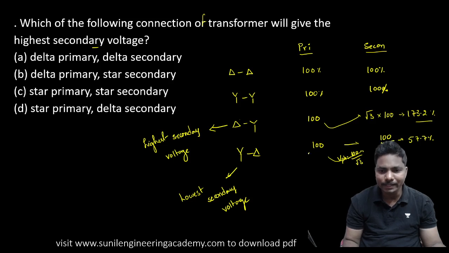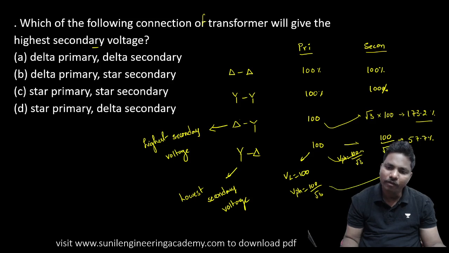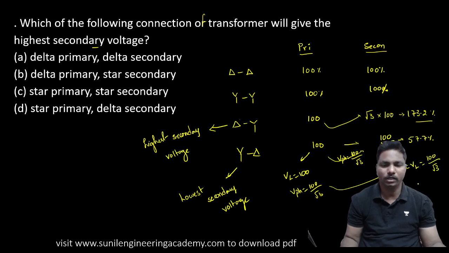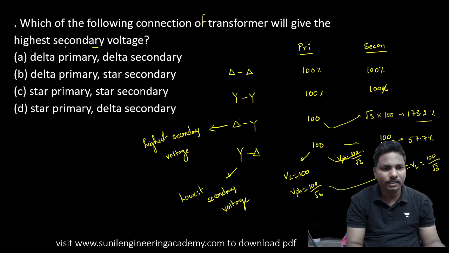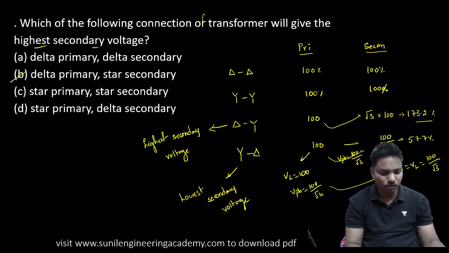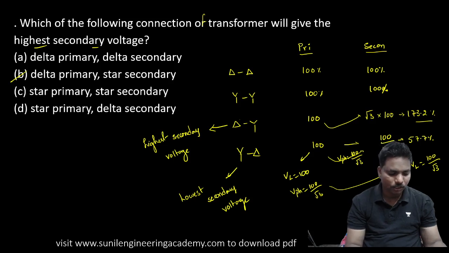Here in star, VL is the line value, then what about the V phase? 100 by root 3. It will be transferred to here as V phase, but the secondary is delta. In the delta case, V phase is equal to V line now, that is equal to 100 by root 3. That is less voltage. So the lowest secondary voltage is star delta. Here they are asking highest: delta primary, star secondary. So the answer is option B.